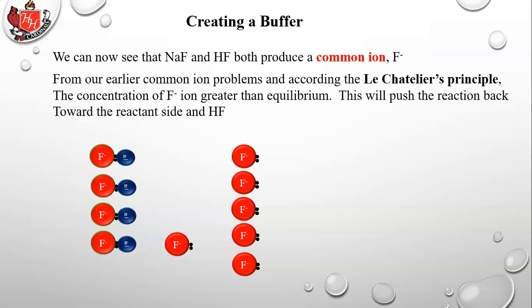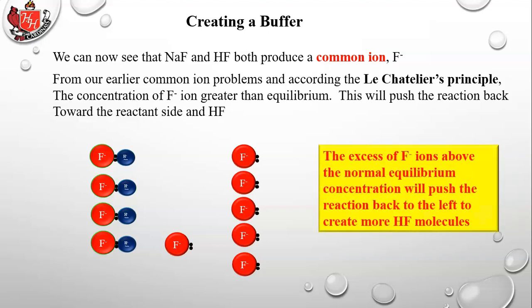So remember what Le Chatelier's principle said that would do. On the product side, the fluoride ion side, you have way too many for equilibrium. So this will push the reaction back toward the reactant side, the hydrofluoric acid. The excess of fluoride ions above the normal equilibrium concentration will push the reaction back to the left to create more hydrofluoric acid molecules. So watch this happen here. There's the reaction in simplified form, and it's going to go back to the left because you have too many of those F- on the product side.